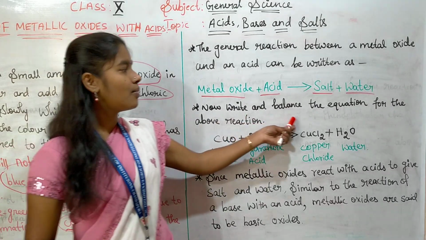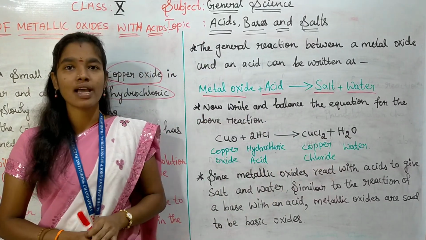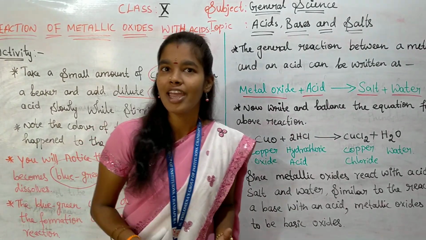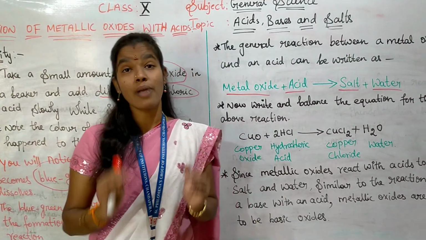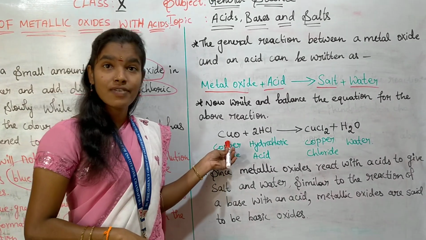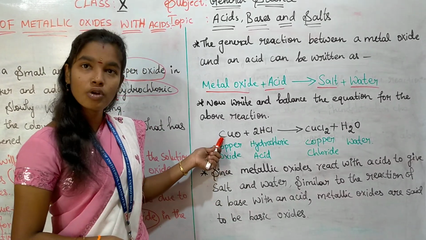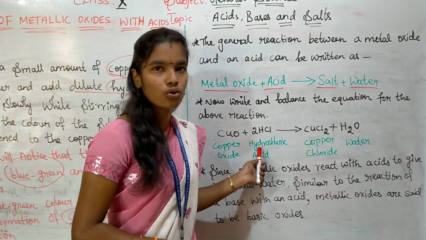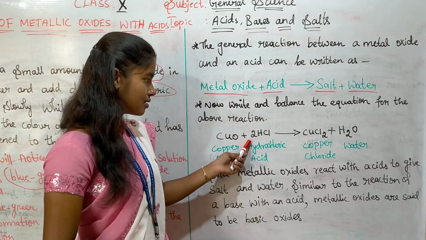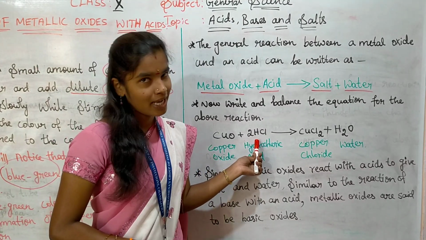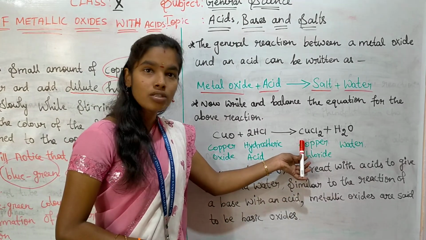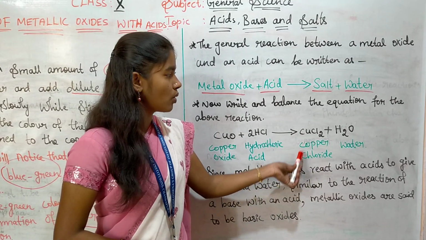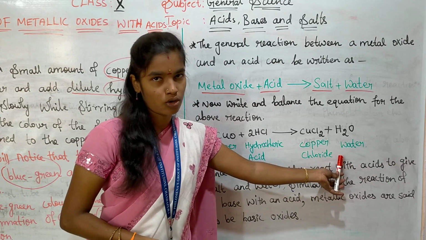Now write and balance the equation for the above reaction. We did one simple activity, and for that we have to write the equation and balance it. Copper oxide we have taken in the beaker. The formula of copper oxide is CuO. It reacts with dilute hydrochloric acid, HCl. After the reaction we get copper chloride, and along with that water also.